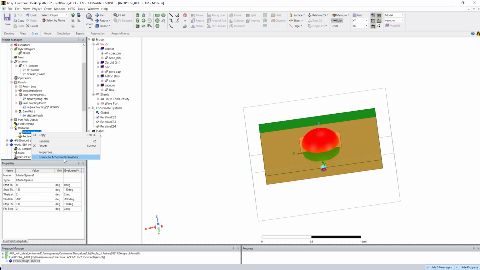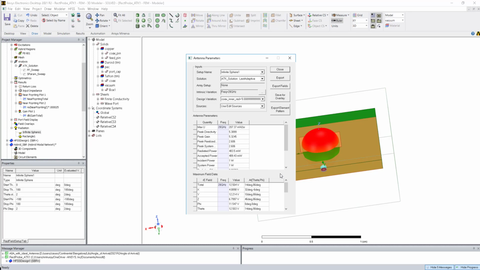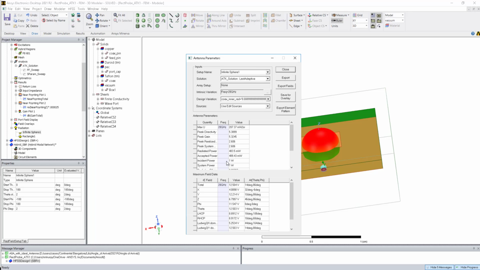Right click and click on compute antenna parameter. You'll get a window which tells you a lot of information. It tells you that you are actually pumping 1 watt of power from the port, and out of that only 489 milliwatts, that means 0.48 watts, is accepted by the antenna, by the port. And out of 489 milliwatts, 483 milliwatts is radiating from the antenna.